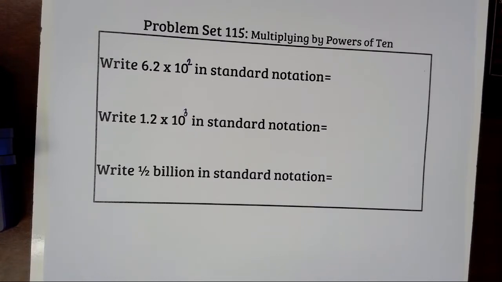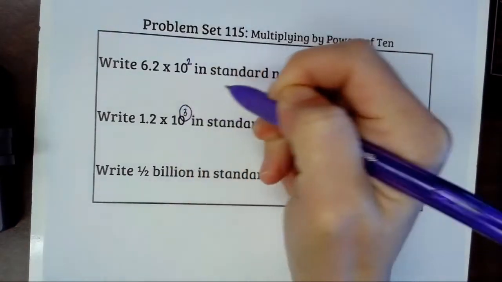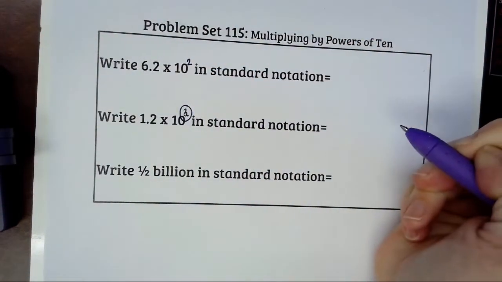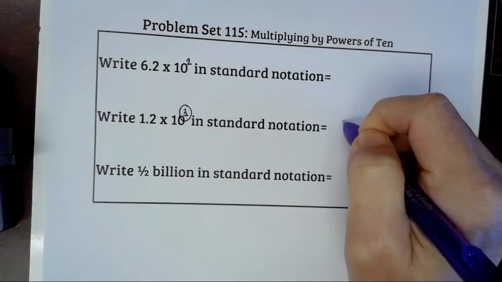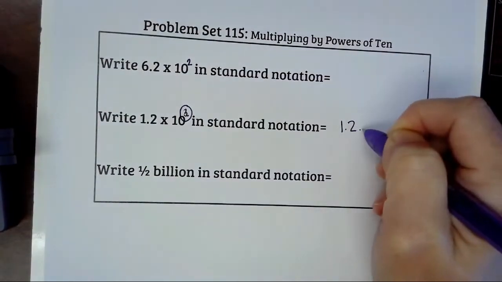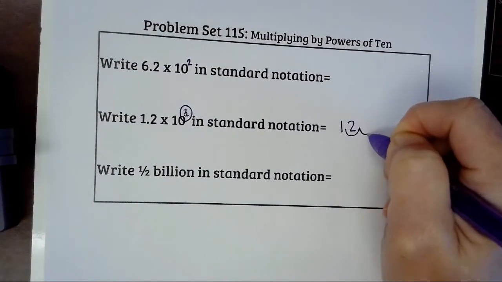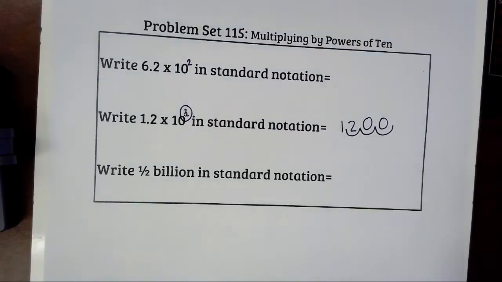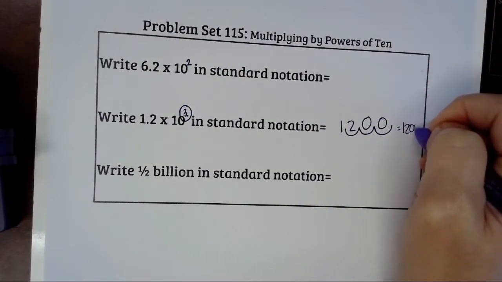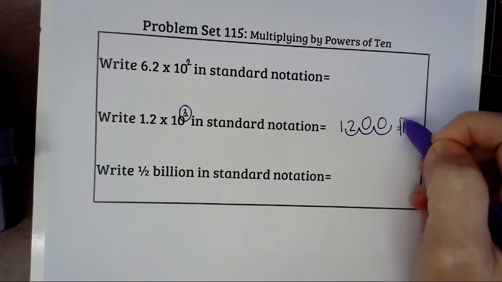So if we had 1.2 times 10 to the third power, we're going to write that in standard notation. I look at this exponent right here. I'm going to move my decimal 3 places over. My number is going to get bigger, so I move my decimal to the right. 1, 2, 3. So our new answer is 1,200 if we are writing that in standard notation.